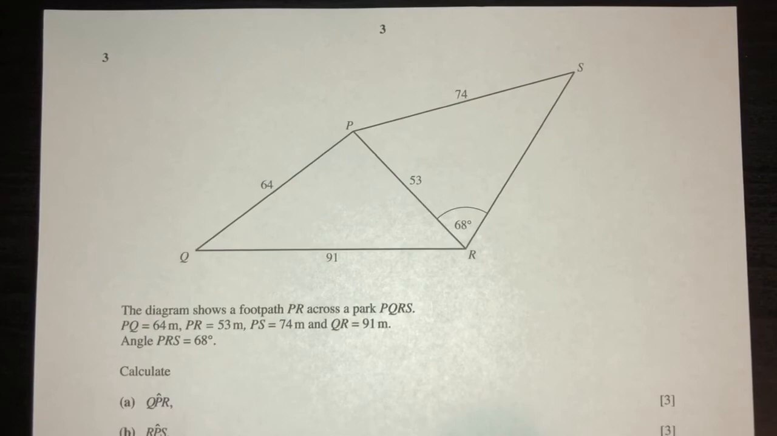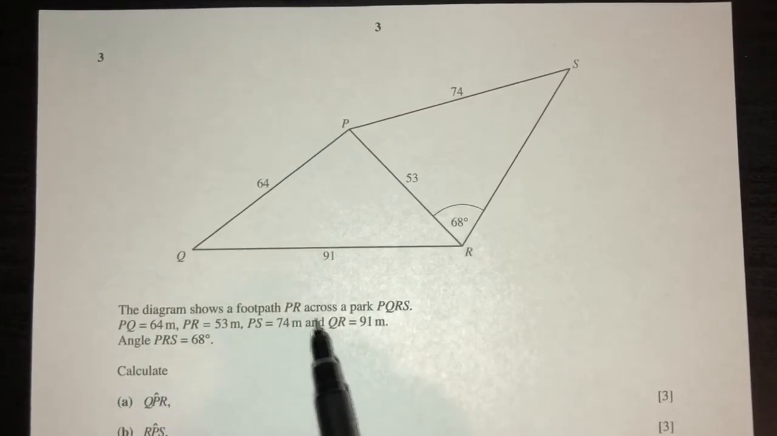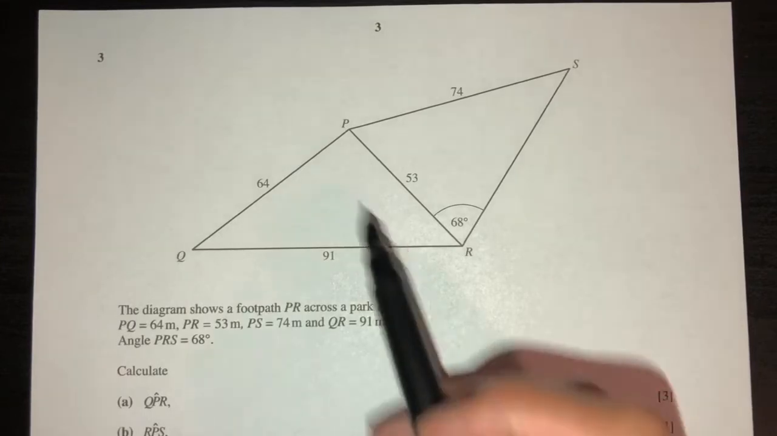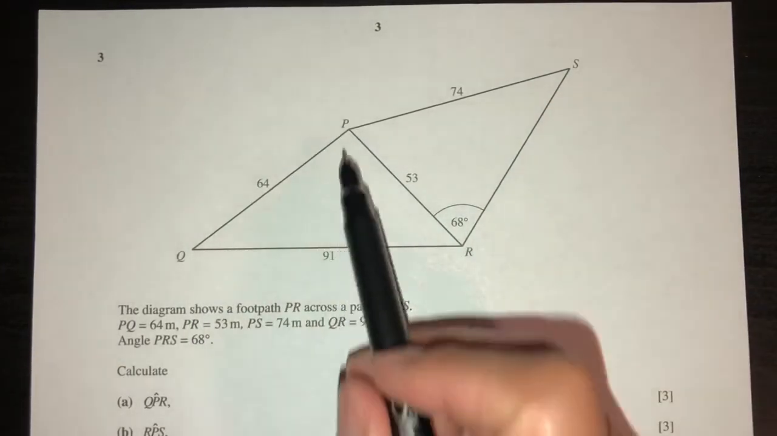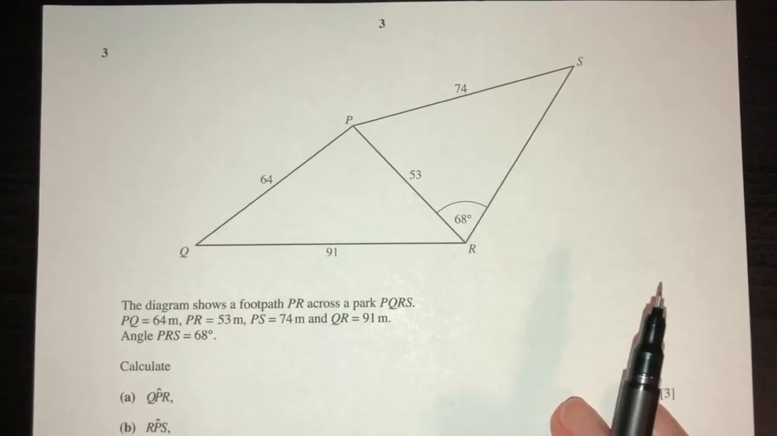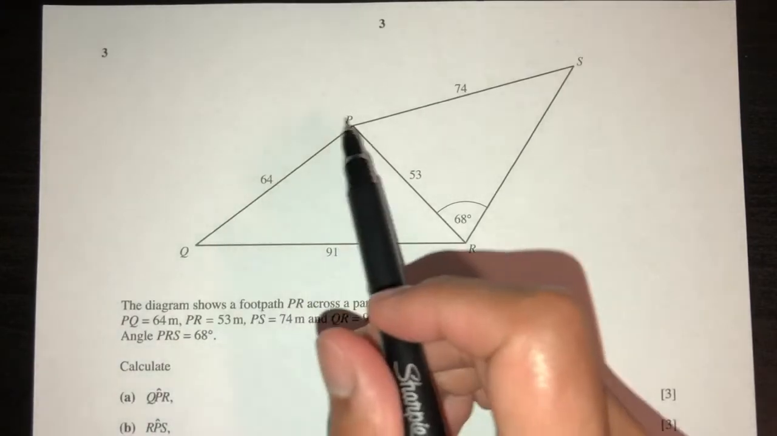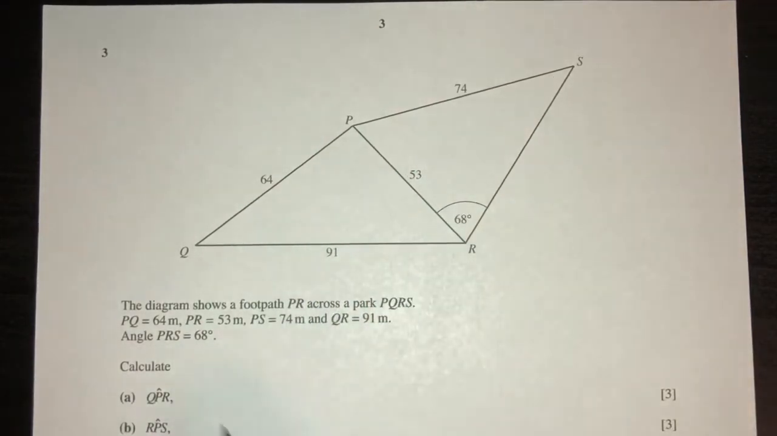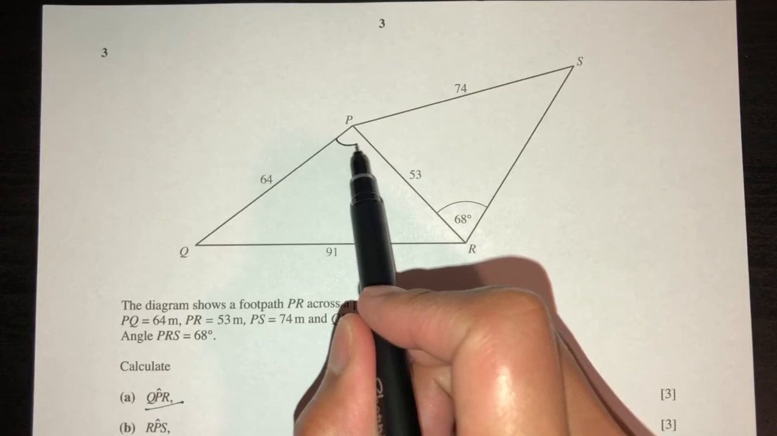Let's move on to question number 3. The diagram shows the footpath PR across the park PQRS. PQRS, this is your park, and the path will be PR. Great. Now these sides are given to us. So PQ, PR, PS have been given to us as these values. Now we have to find the angle QPR. So we have to find this angle.